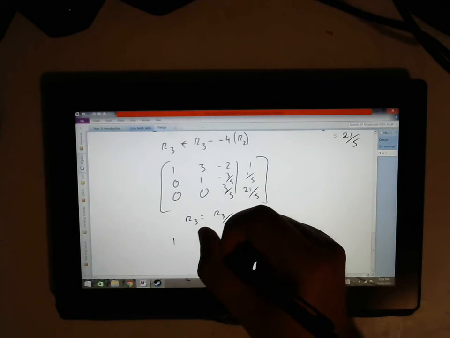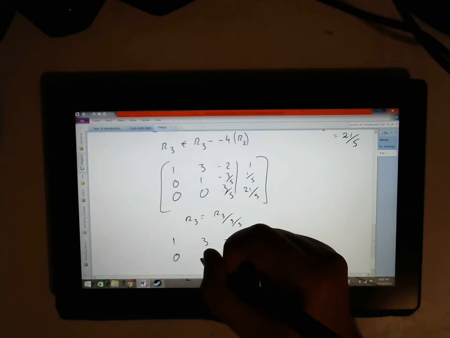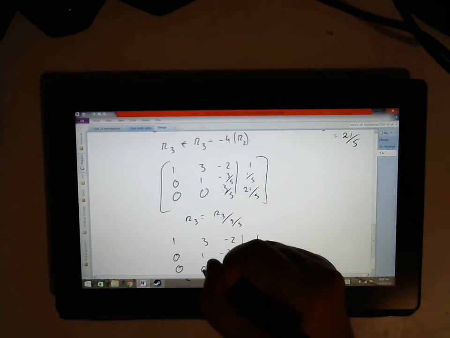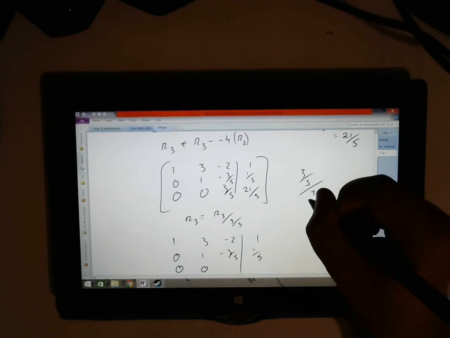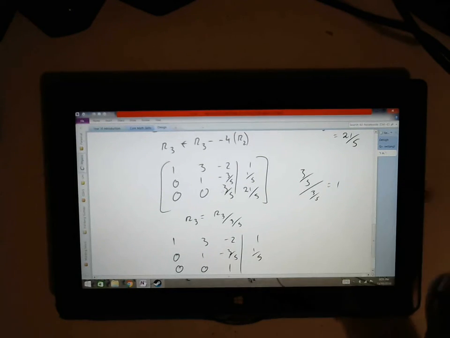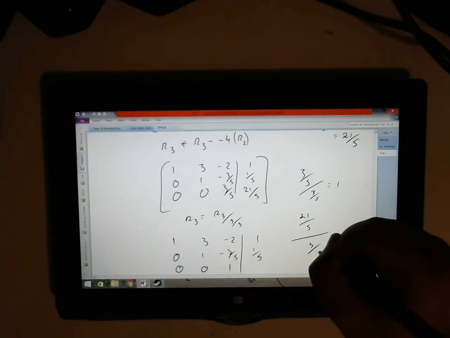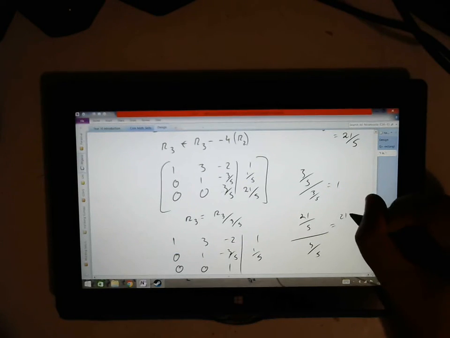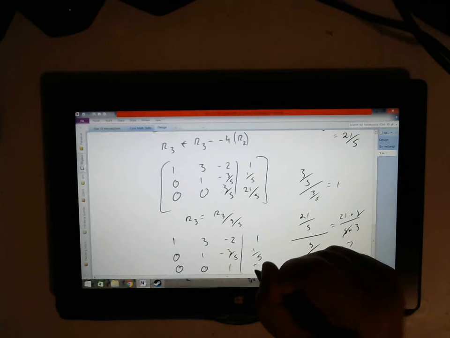So we're going to have 1, 3, minus 2, augment 1, 0, 1, minus 3 over 5, 1 over 5, 0, 0. Well, 3 over 5 divided by 3 over 5 equals 1. That's why we did it that way. 21 over 5 divided by 3 over 5. Well, let's rearrange that. So that's going to give us 21 times 5 over 5 times 3. The 5's will cancel. 21 divided by 3 equals 7.